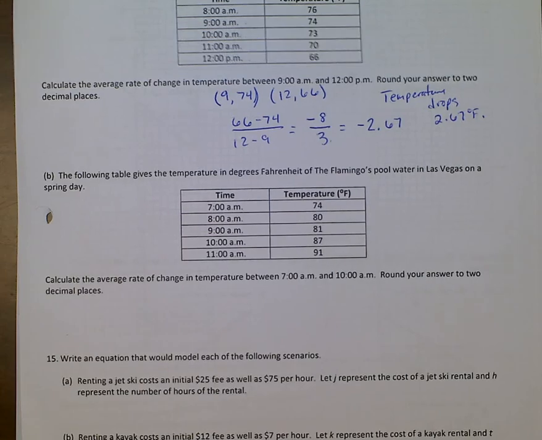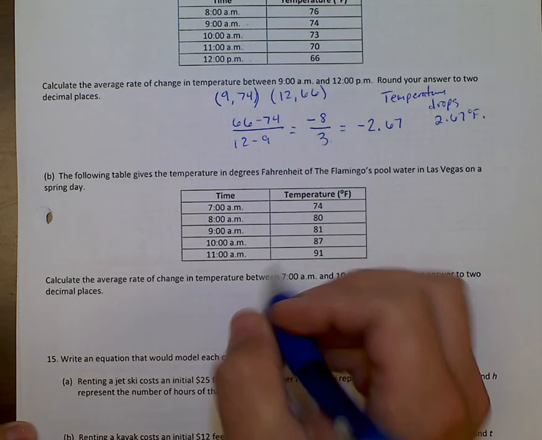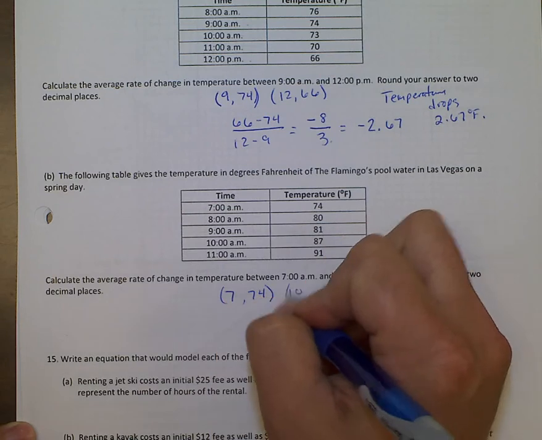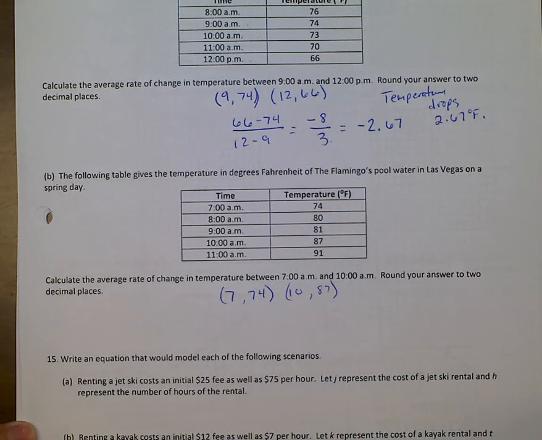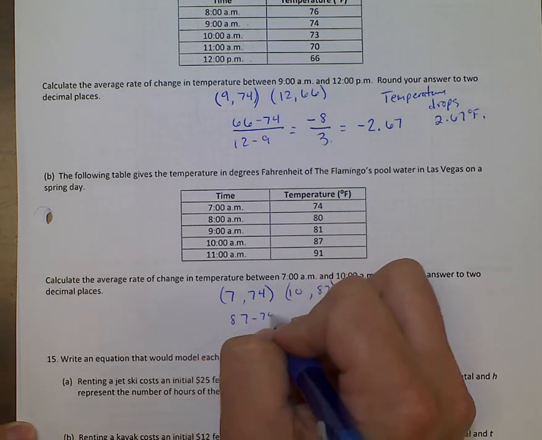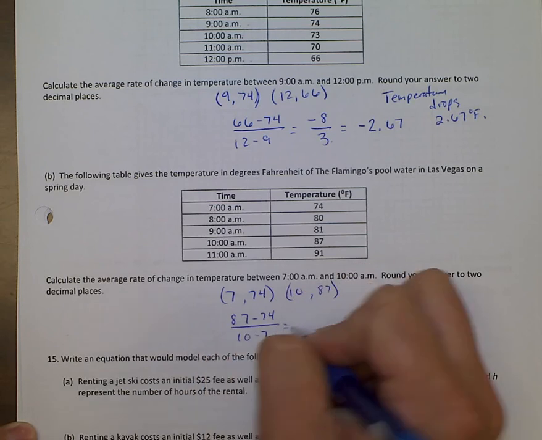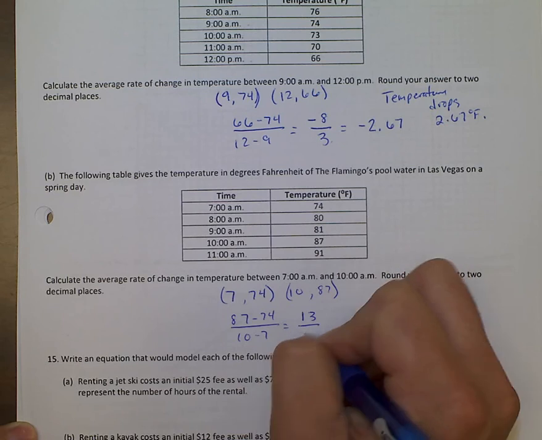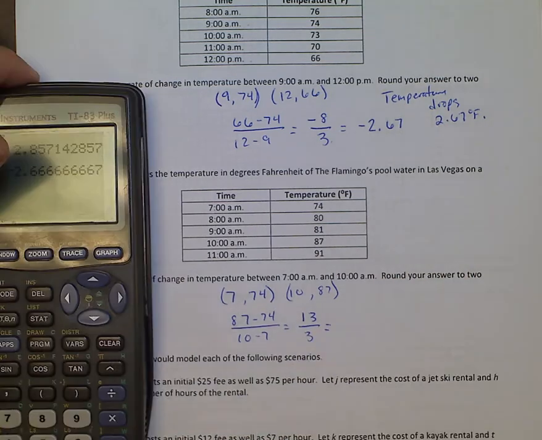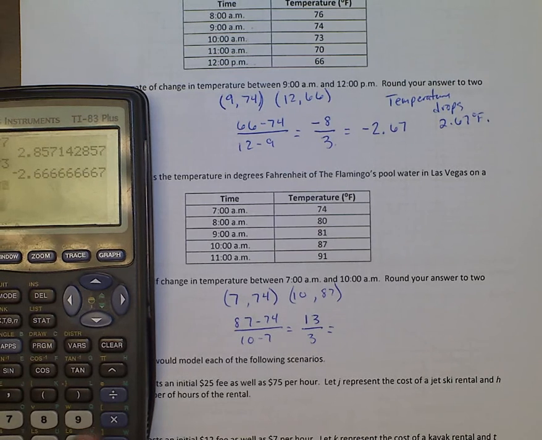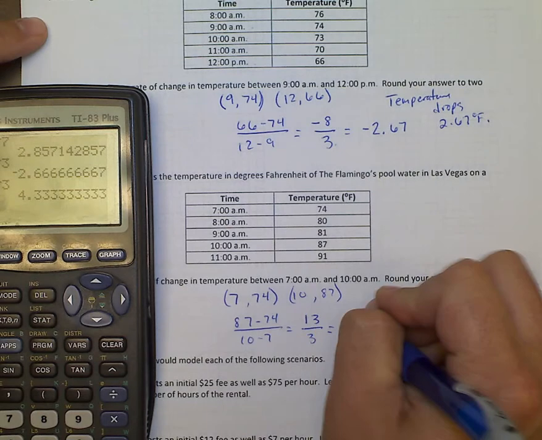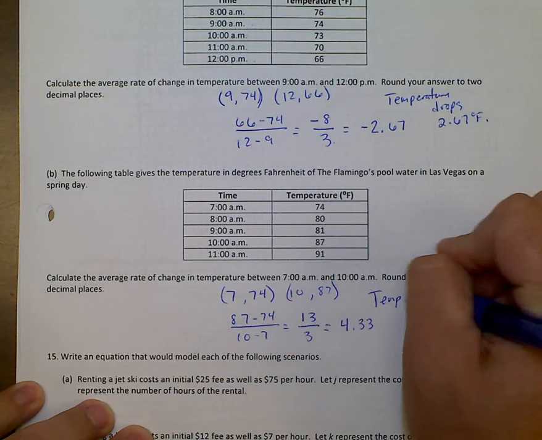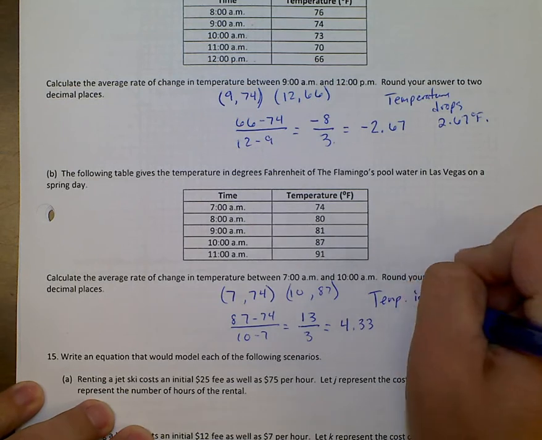Okay, the next one says between 7 and 10. So at 7, it's 74, and at 10, it's 87. So I'm going to do 87 minus 74 over 10 minus 7, which equals 13 over 3. Okay, 13 divided by 3 is 4.33. So here the temperature increases 4.33 degrees Fahrenheit.